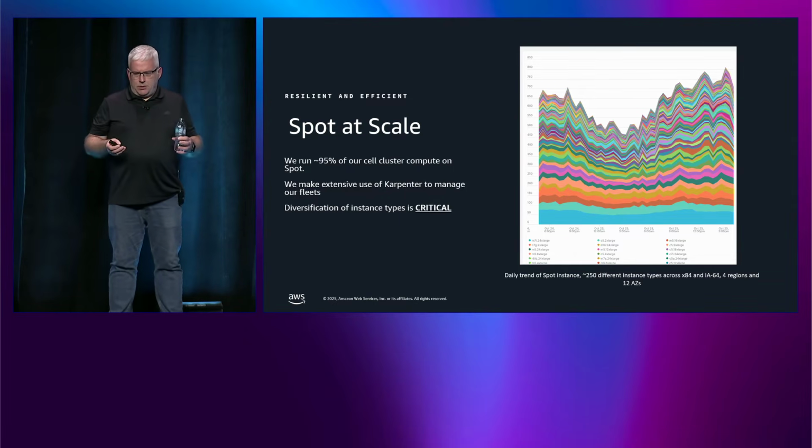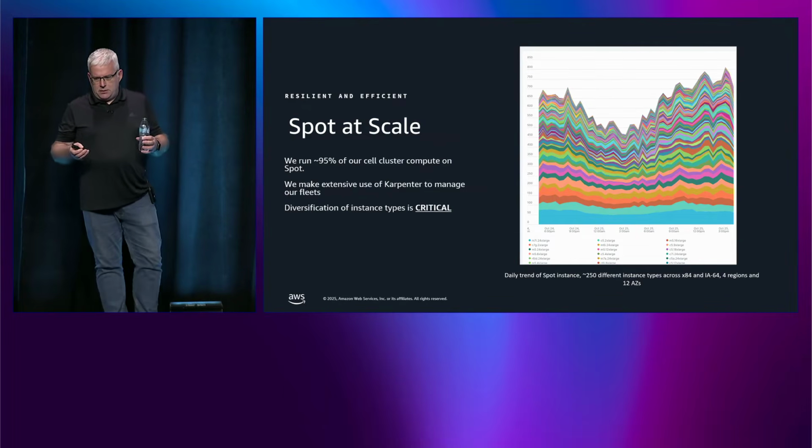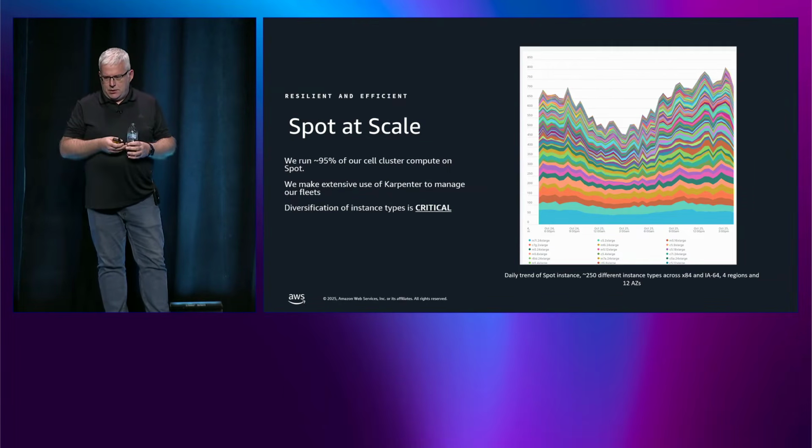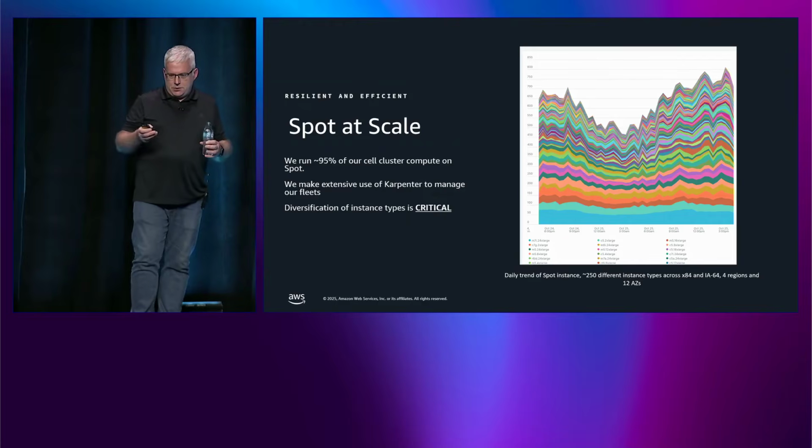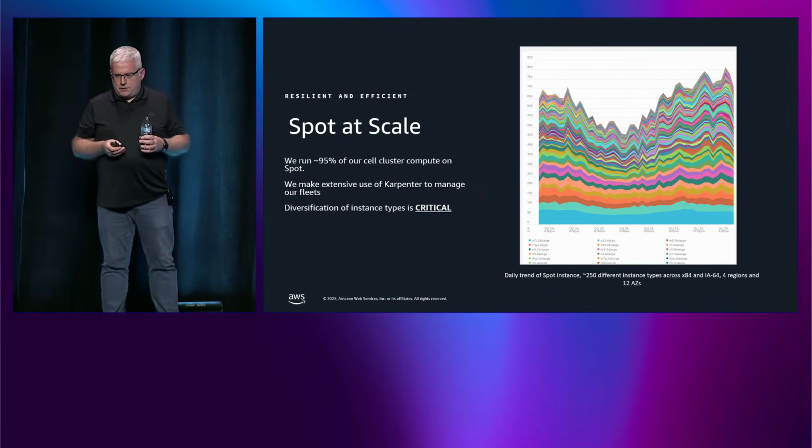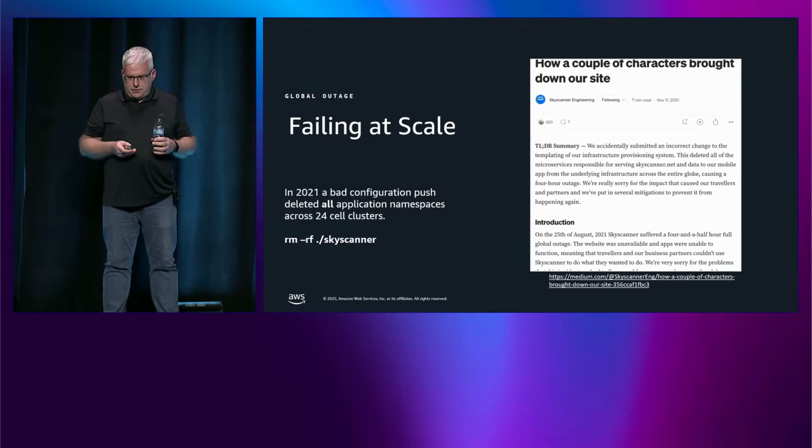It really reduces the complexity and the toil of running a large Spot fleet. The trick with Spot, though, is aggressive diversification. So we have over 250 different instance types across 4 regions and 12 AZs, and this is what makes Spot usage at scale work. And the DevOps ARC diagram here shows 24 hours of Spot instances across our fleet.